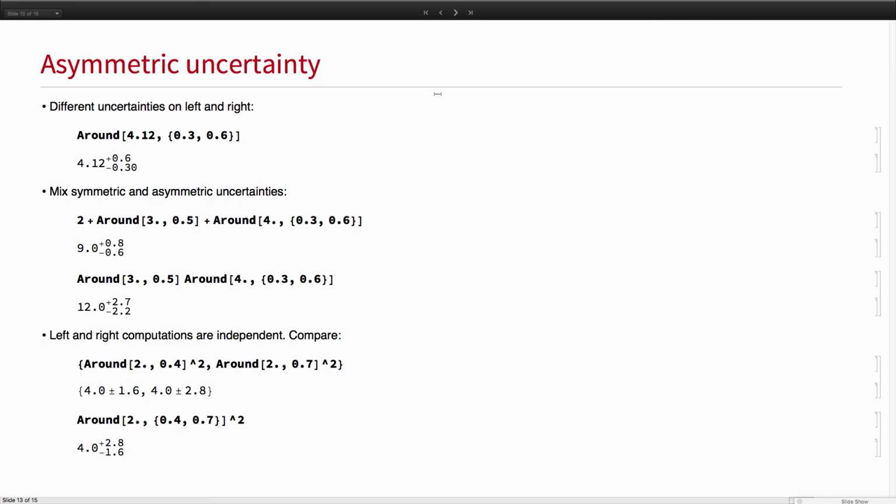Very quickly, we can handle an asymmetric uncertainty. So we have a plus value different from the minus value. This is the left one, this is the right one. And we can do computations again, as usual. And what's going on here basically is that we are doing separate computations for the left-hand side and the right-hand side of the interval. And this shows how we can have 0.4 on the left, 0.7 on the right, and that explains these 2 different values here, the 1.6, the 2.8.